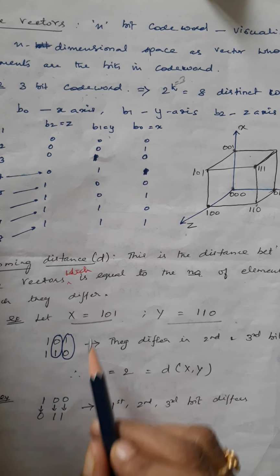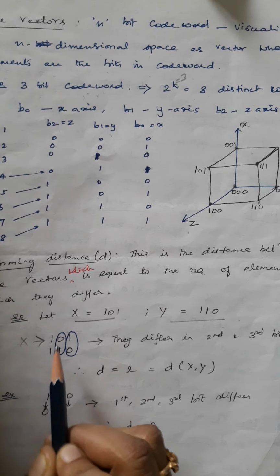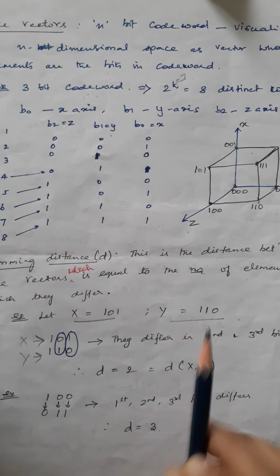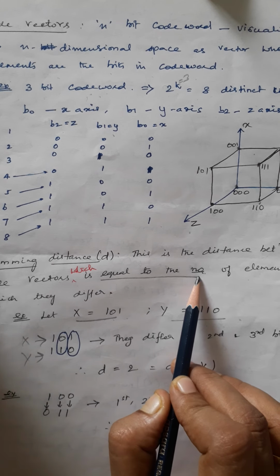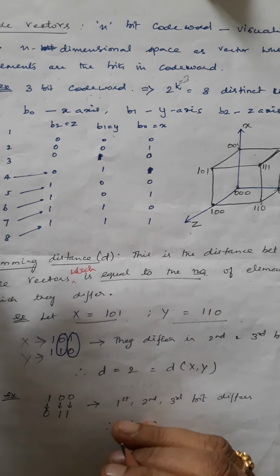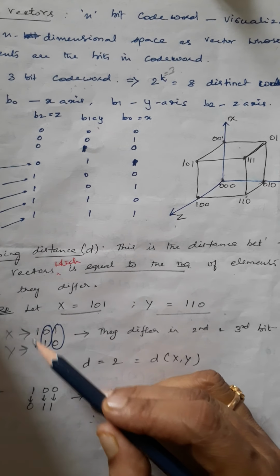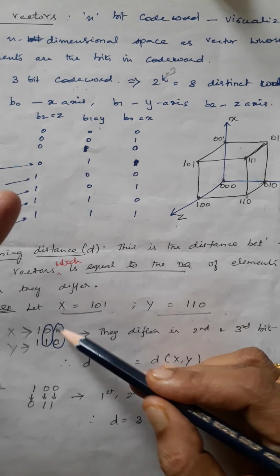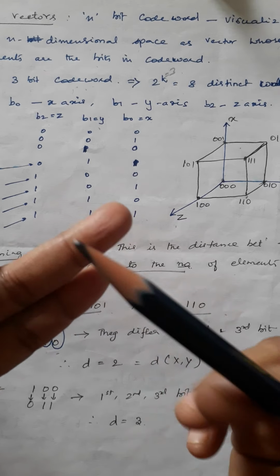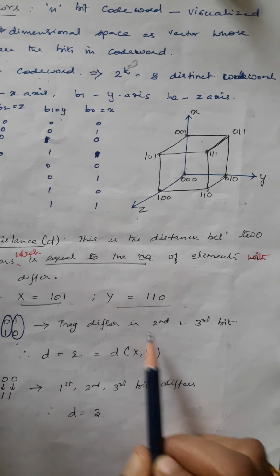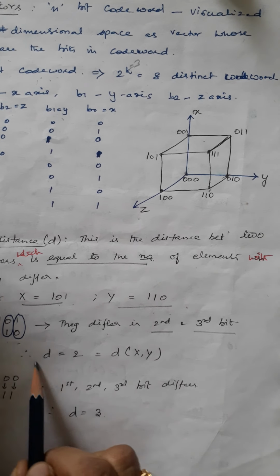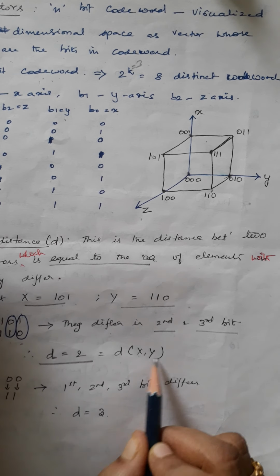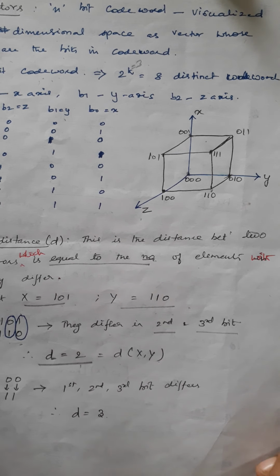For example, let us take two code vectors x and y: x is 101, y is 110. Both are equal in number of bits. That is the first condition needed: check whether both code words are equal in length. If you compare bit by bit, 0 has changed into 1, and 1 has changed into 0, so they differ in the second as well as third bit. Therefore the Hamming distance, denoted by D, is 2. So the distance between x and y is 2, which means there is a change in 2 bits.